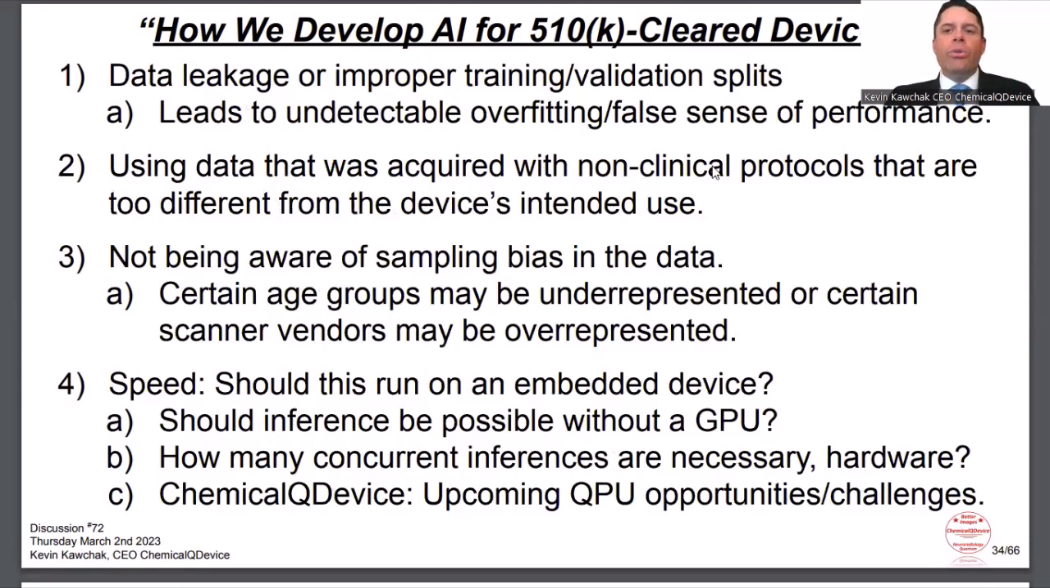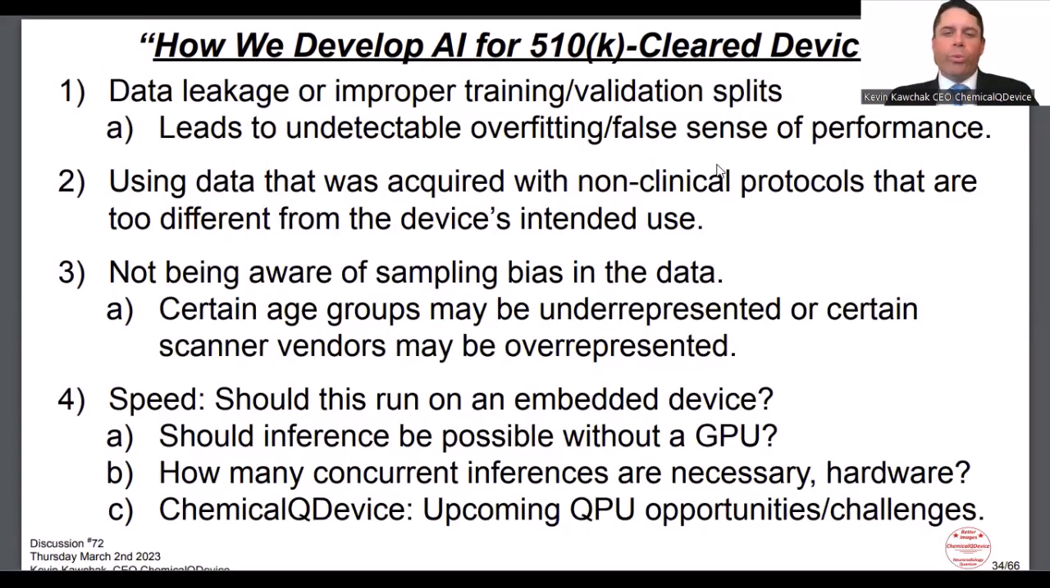And there's different things. So using data that was acquired with non-clinical protocols that are too different from the device's intended use, and not being aware of bias in all of this. Certain age groups are underrepresented. And actually, there's issues now with CPUs and GPUs. Should inference be possible without a GPU? That just goes to show, when would your algorithm be run when it doesn't have both CPU, GPU, those types of things?